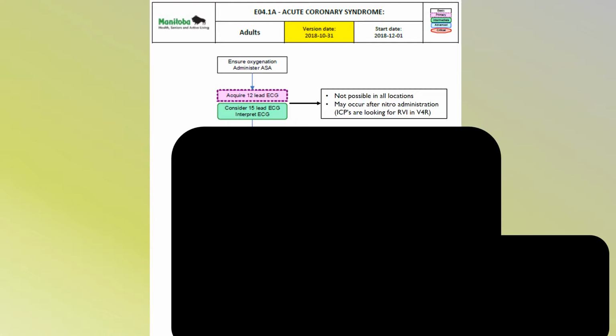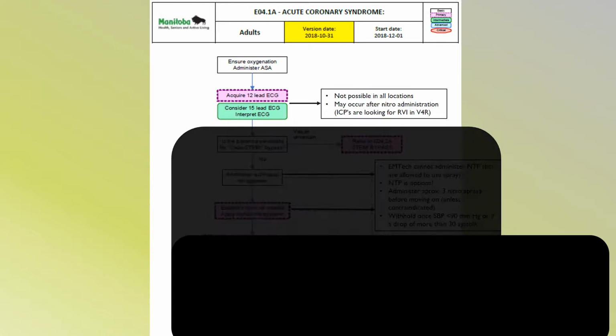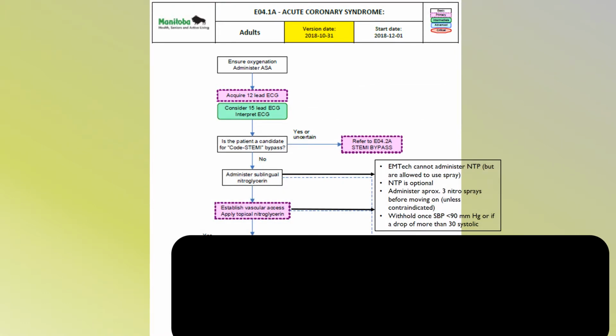And it's a good idea as you're going through, just because the 12 lead is just a snapshot in time, to get a serial EKG. So get one before you give your nitro if you can, get one after. You can do them throughout the entire progression of the call just to see how things change.